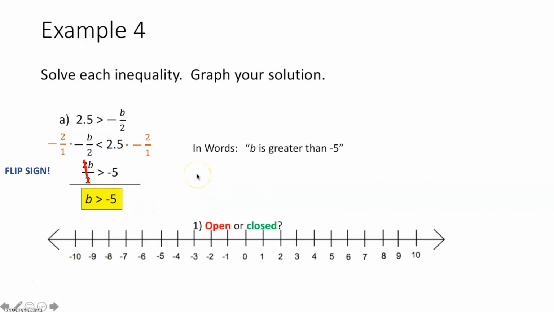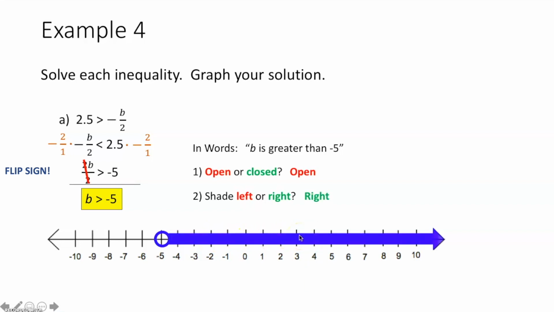Next, am I going to have an open or closed circle at negative 5? Well, since there's no equal sign right here, I'm going to put an open circle at negative 5. And am I going to shade to the left or the right? Well, since it's all b's greater than negative 5, that would be negative 4, negative 3, negative 2, negative 1, 0, 1, 2, 3, 4. So I'm going to shade to the right. Again, if you didn't remember that, you just look at which way the inequality sign points, since we have our variable on the left and it points to the right, so we shade to the right.